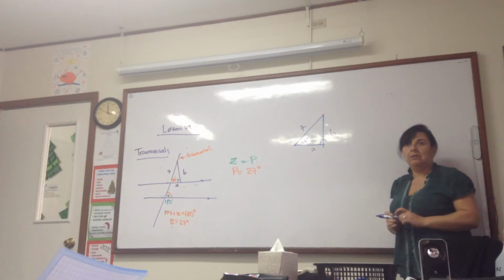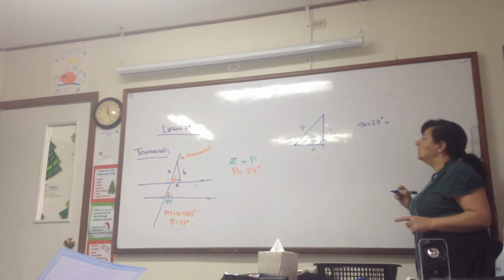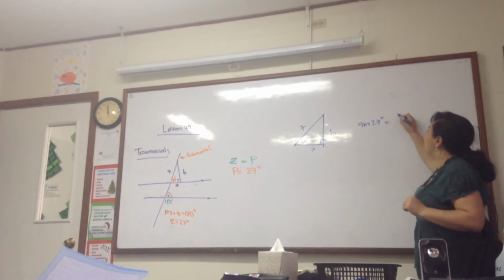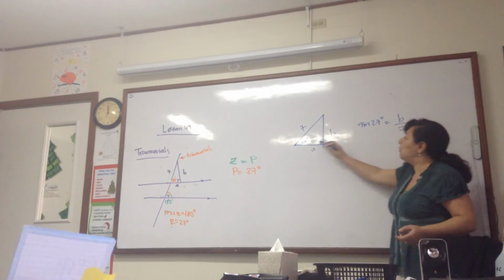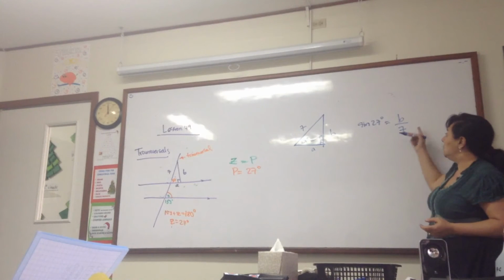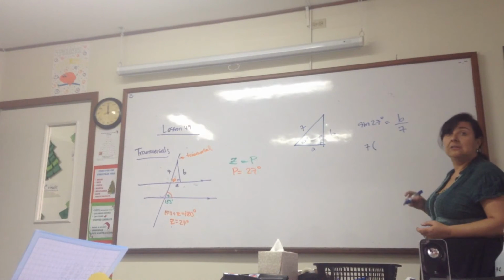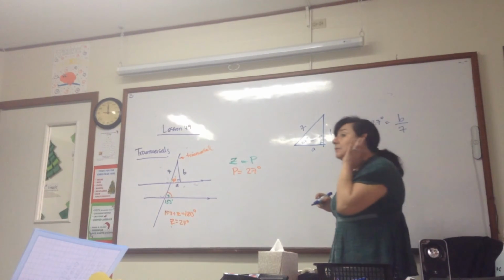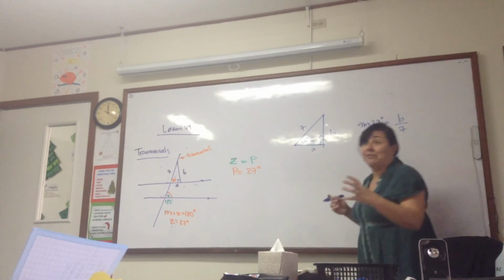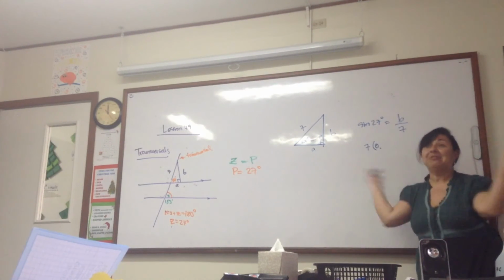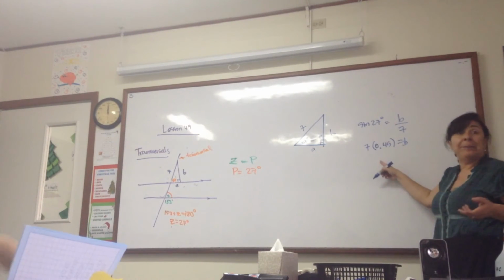The sine of 27 equals B over 7. Why? Because it's opposite over hypotenuse. Opposite of 27 is B. What is the sine of 27? 0.45. Thank you for answering what I ask and not just throwing information out there. 0.45 equals B over 7.